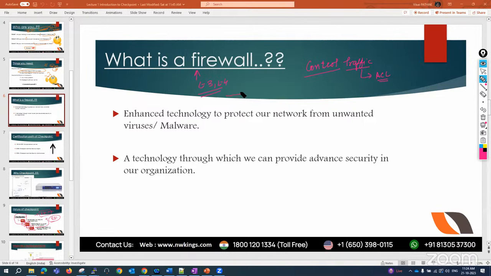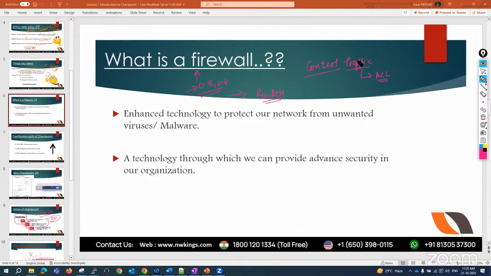Tell me one thing. Do we not have a device named router? Have you heard about this? On which layer does this router exist? Layer 3. Okay. Not on layer 4? It's also layer 4. Okay. So this firewall as well as this router are both on layer 3 and layer 4, right? Yes, sir.